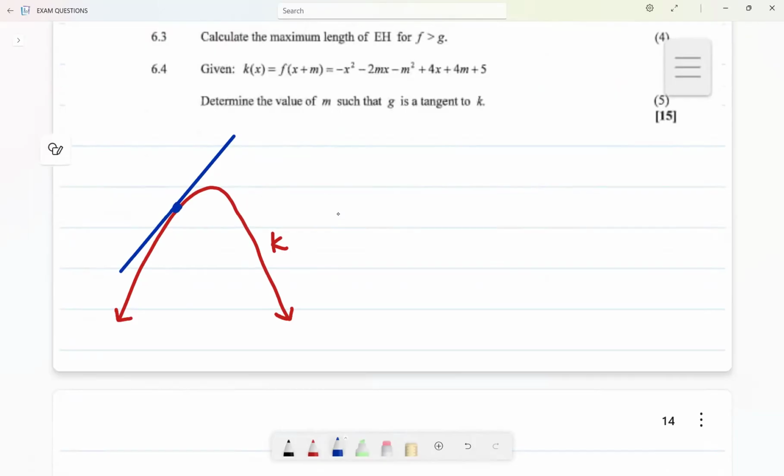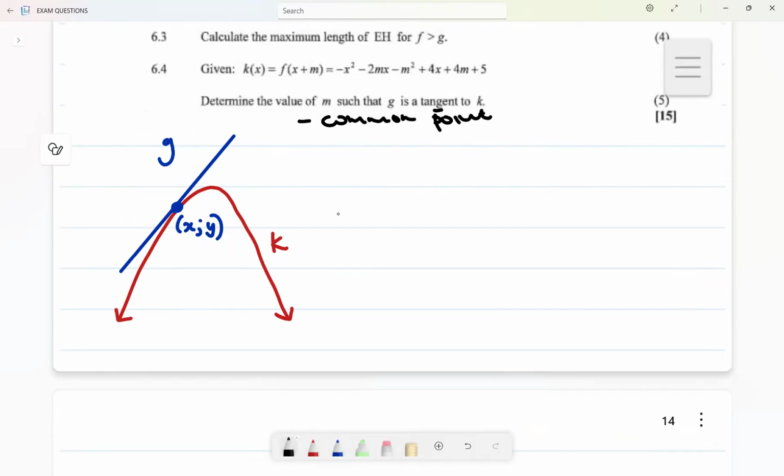So now, if I have a graph, a function, and a tangent, what are the properties at the point of contact? At this point where they meet, they share an x and y coordinate. The first thing you should take note of is that they share a common point.